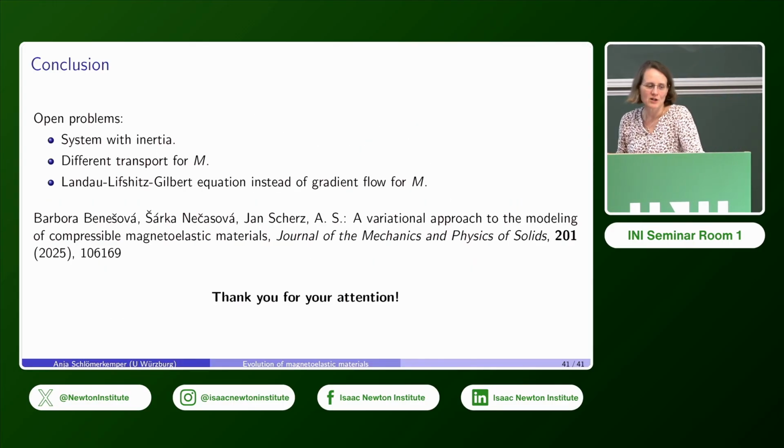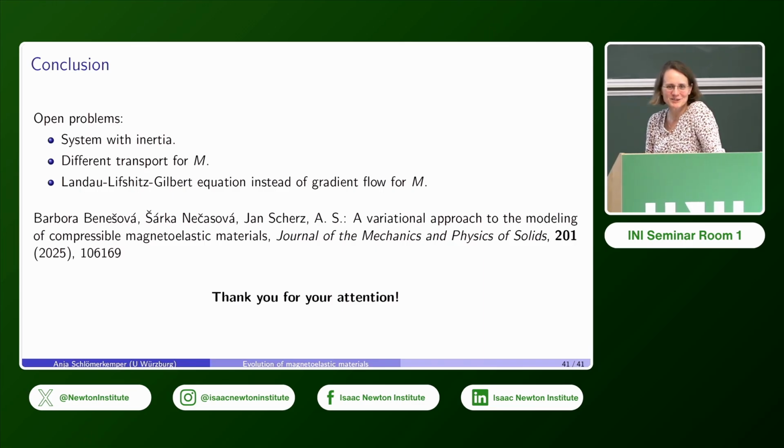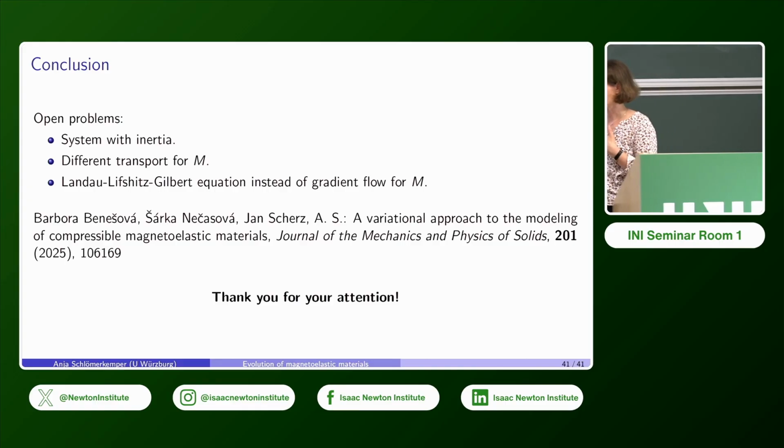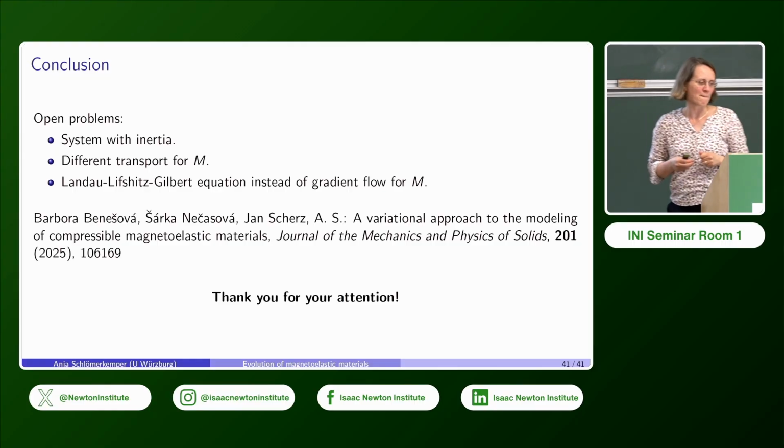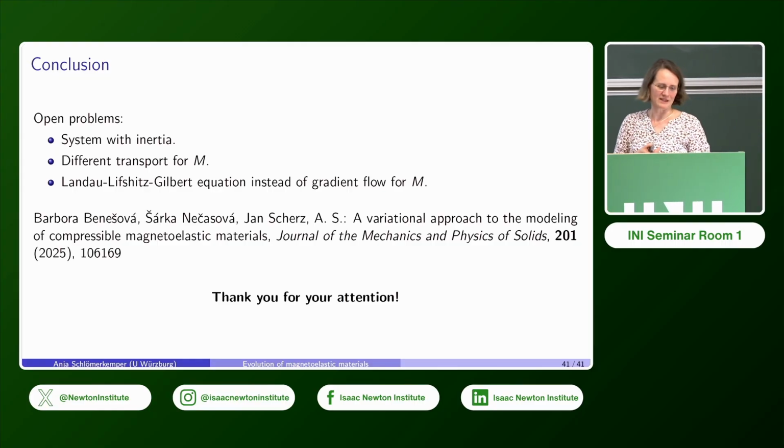Open problems: how can we extend this to a system with inertia? We could think of a different transport for M, although the chosen transport is really crucial for the analysis that we did and for the choice of the dissipation potential. This is really interlinked. And we can ask, what about the Landau-Lifshitz-Gilbert equation instead of the gradient flow for the magnetization?